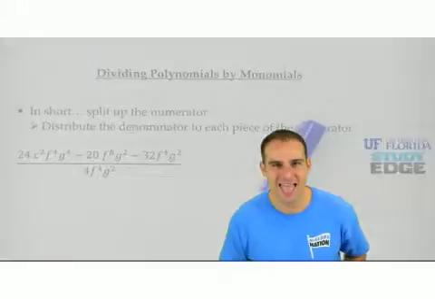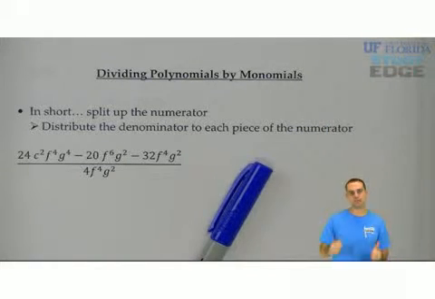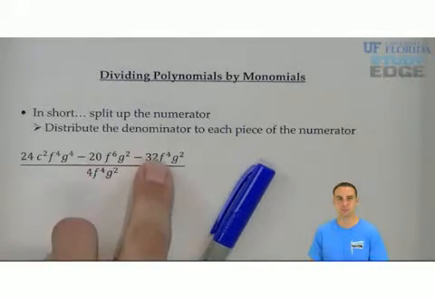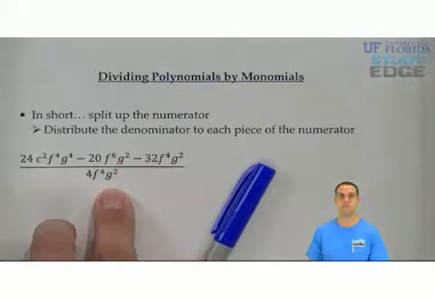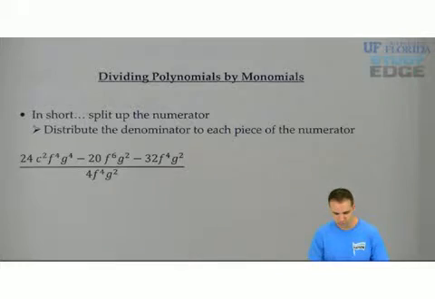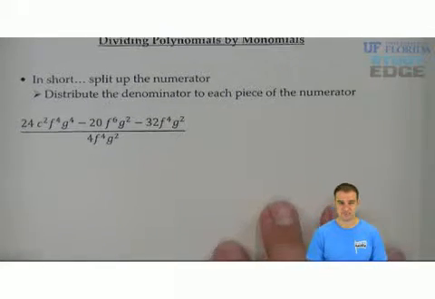We're going to split up the numerator and distribute the denominator to each piece in the numerator. So if you see addition and subtraction in the numerator, and a single term, a monomial, on the bottom, a polynomial on the top, we're going to chop it up. We're going to rewrite this. It's a lot, so you're going to want to pause in a second when I write this all down.